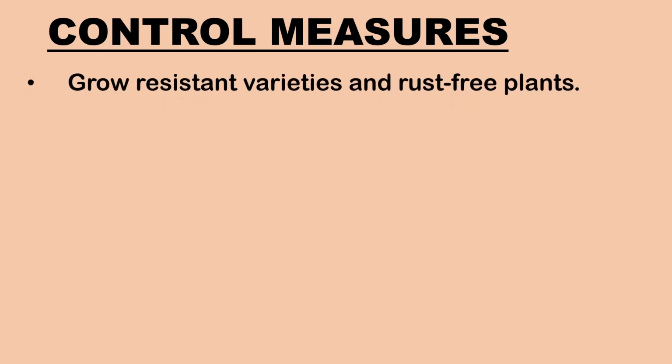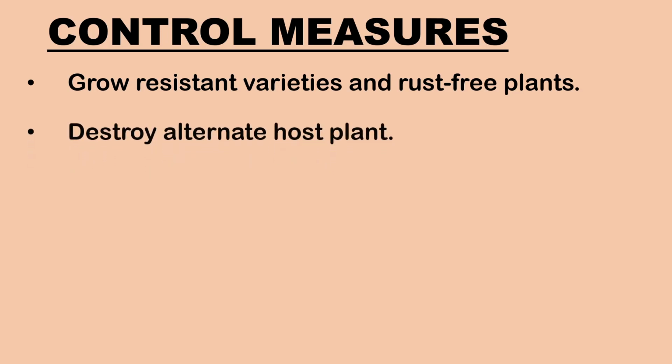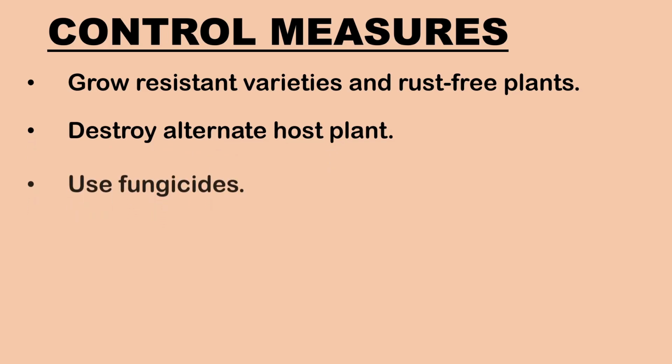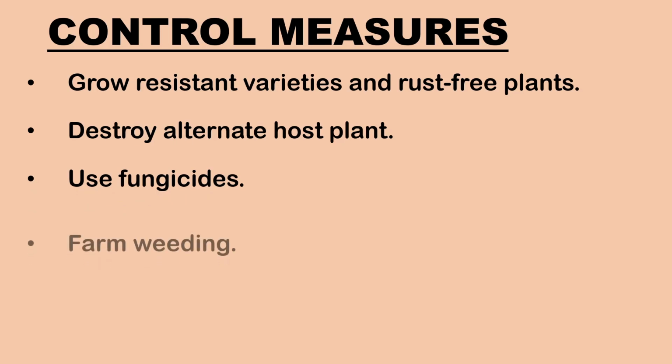Finally, we shall look into the different control measures of rust disease. Rust disease can be controlled by growing resistant varieties and rust-free plants. Alternate host plants should be destroyed. Appropriate fungicide should be used. Farm weeding can help eliminate the weed that serves as an alternate host.